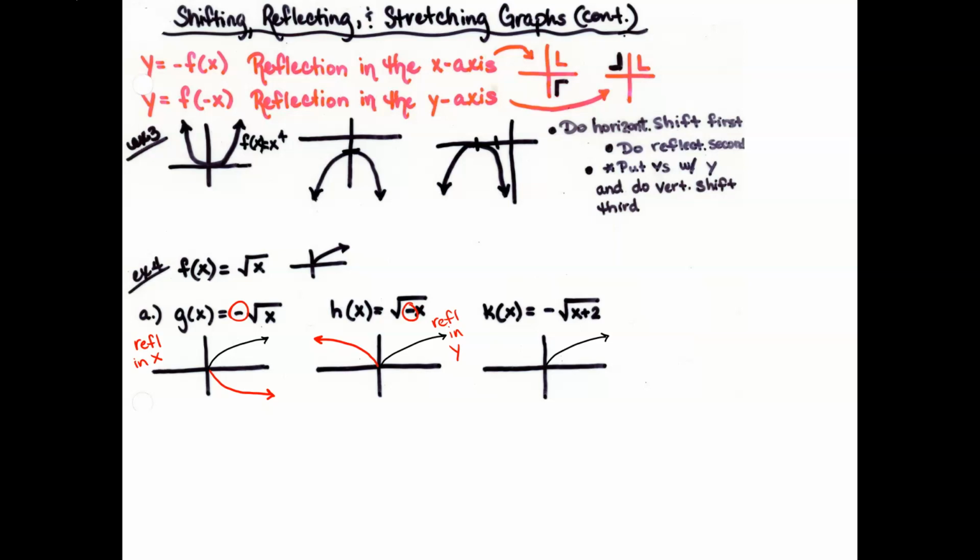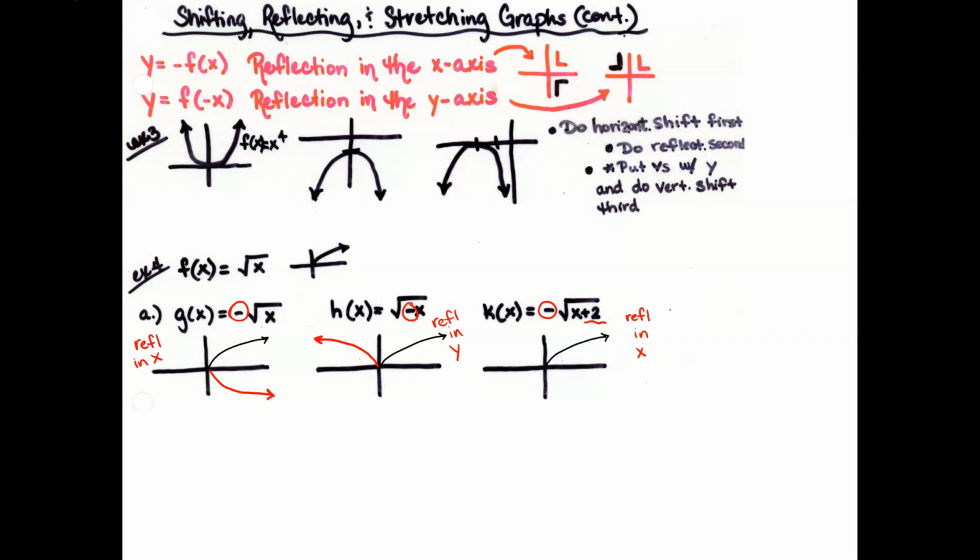All right, so now they want to combine the idea from the last video, the horizontal and vertical shifts, with this idea of reflection. All right, so when you're doing this, you want to identify everything that's going on here. So what's the negative out in front of the entire function causing? Well, that's a reflection in the x-axis, right? And then what's this positive 2 going to cause? Well, any value subtracted from x is a horizontal shift.